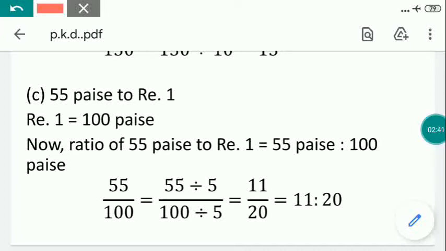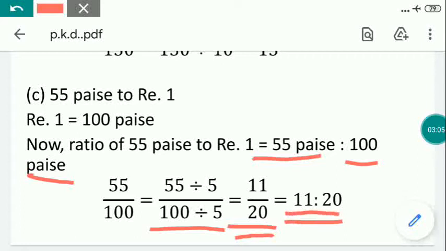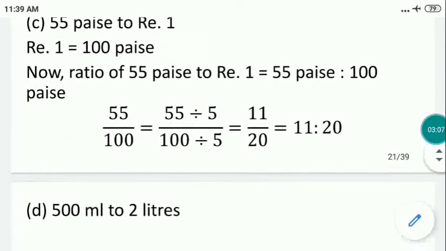So ratio of 55 paise to rupees 1 is equal to 55 paise to 100 paise. So 55 upon 100, which is equal to, divide numerator and denominator by 5. 55 divided by 5 upon 100 divided by 5, which is equal to 11 upon 20. In terms of ratio, 11:20.